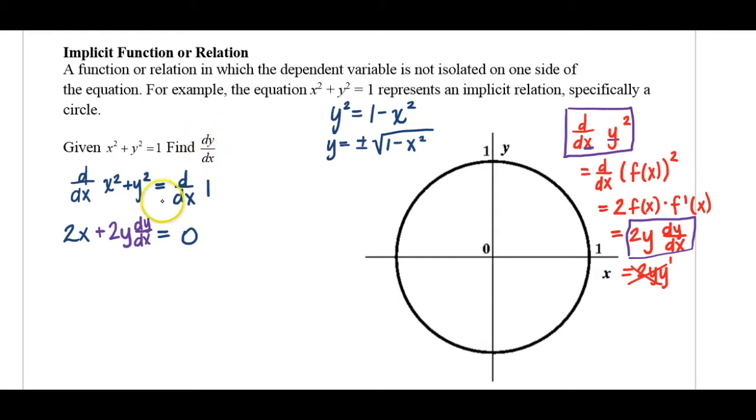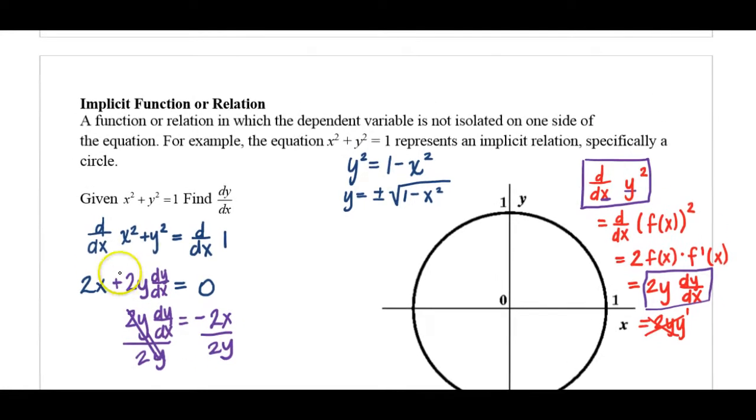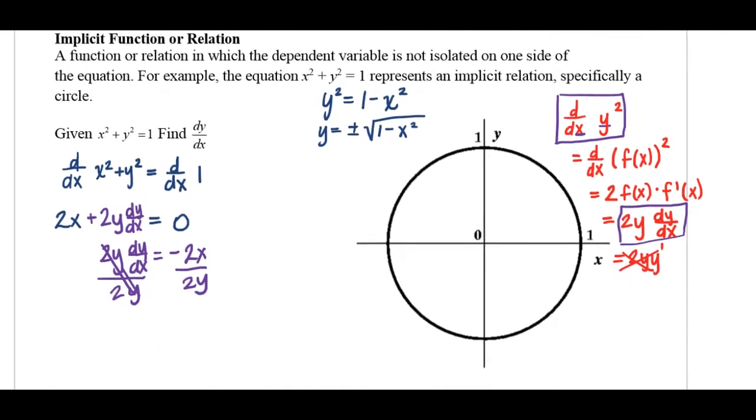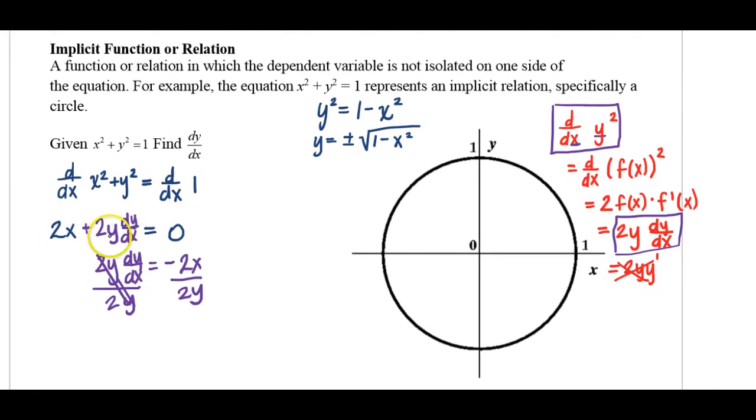Alright, so now we have to do some additional work if we are to solve for dy/dx. I need to isolate that piece. So I'm going to subtract the 2x to the other side. So 2y dy/dx equals negative 2x if I subtract it over. And then I have to divide both sides by 2y. So the 2y's are going to cancel, and I end up with dy/dx equals negative x over y.